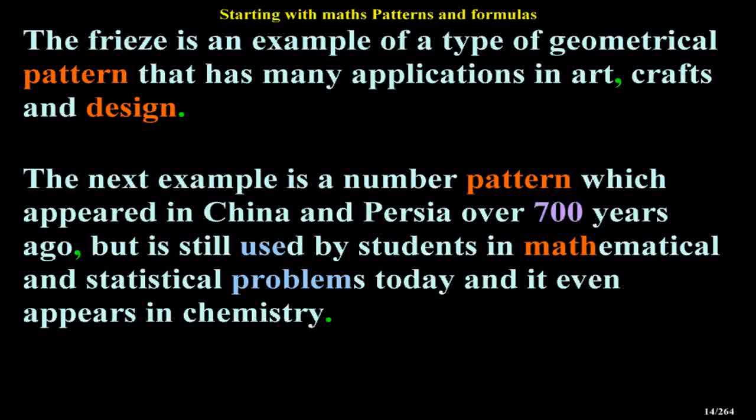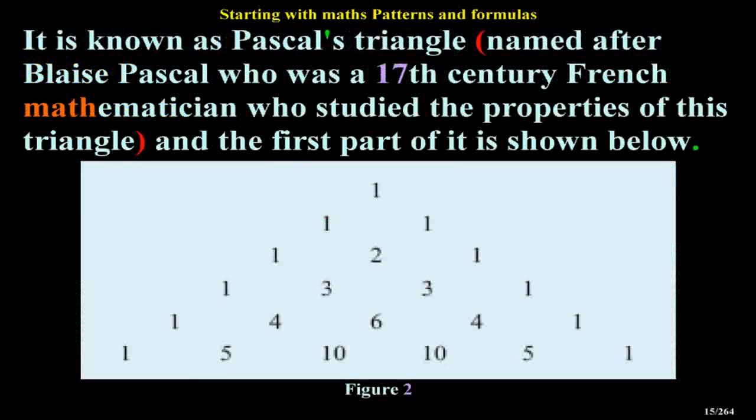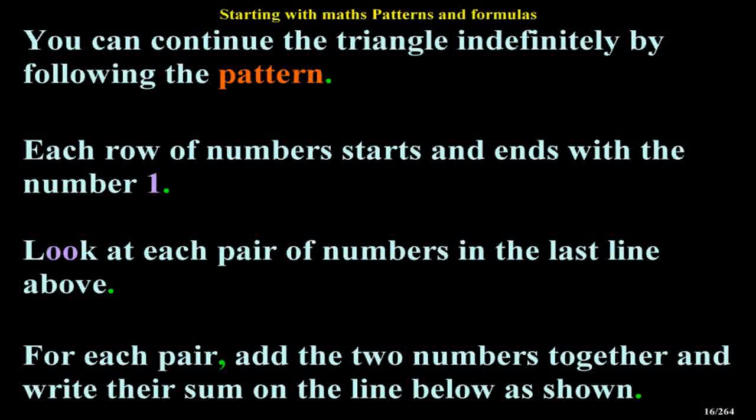The next example is a number pattern which appeared in China and Persia over 700 years ago, but is still used by students in mathematical and statistical problems today, and it even appears in chemistry. It is known as Pascal's triangle, named after Blaise Pascal, who was a 17th century French mathematician who studied the properties of this triangle, and the first part of it is shown below. Figure 2.